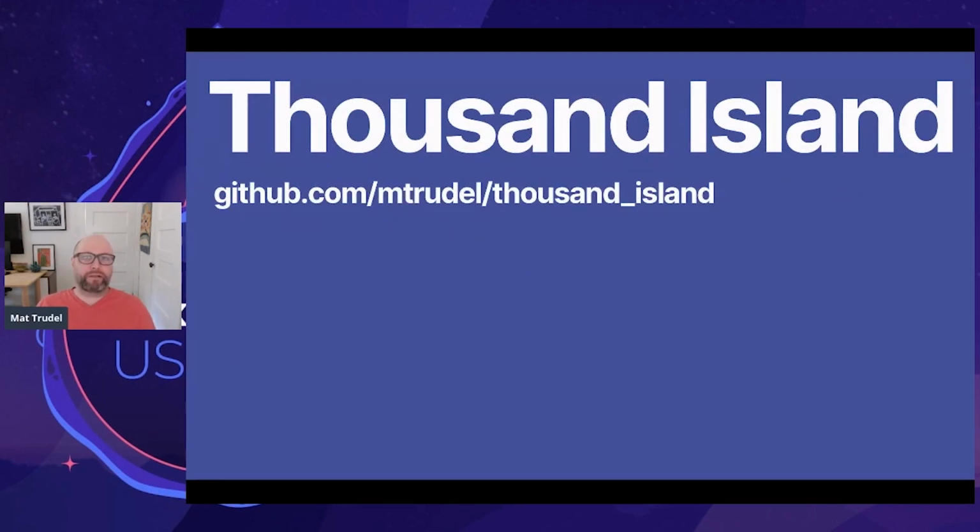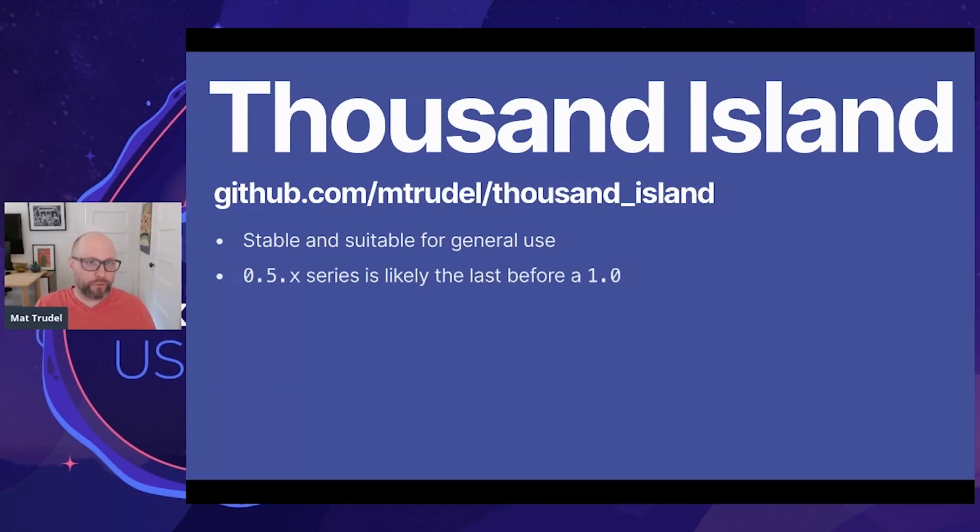So that's Thousand Island. To summarize the current state of the project itself: it is stable and suitable for general use, with essentially complete feature parity with Ranch. We're currently on the 0.5 release series, which is likely to be the last before an eventual 1.0. We have big ideas for the future post 1.0, largely around multi-node setups and managing clusters of Thousand Island nodes transparently. But the foundation that you've seen here is and should remain solid.